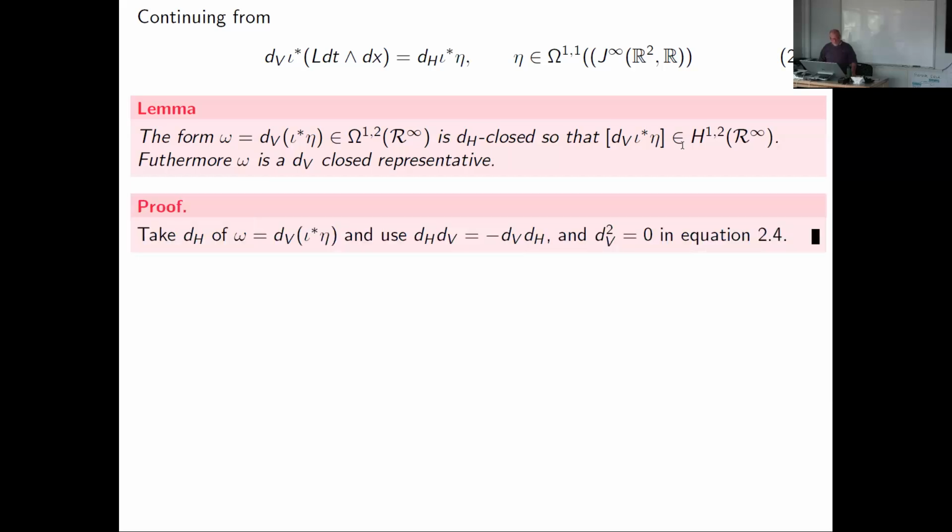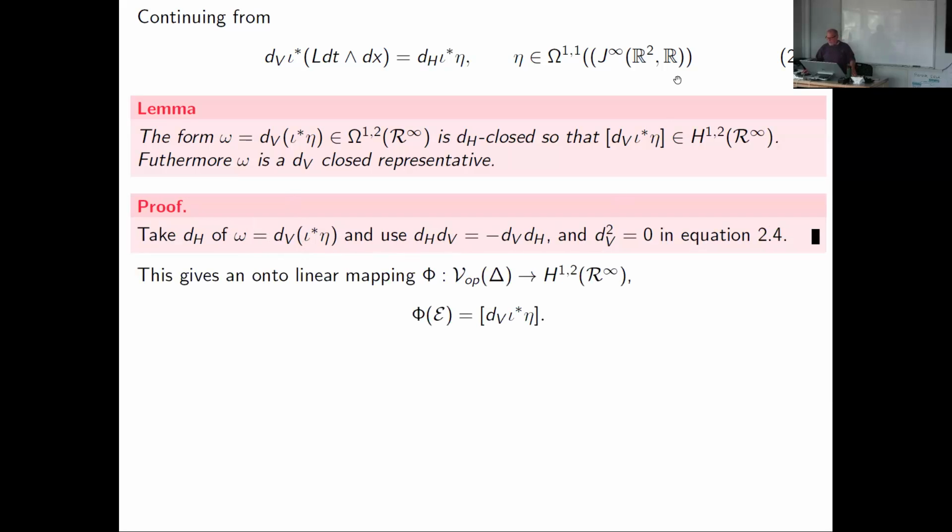Homology space, right? And so the proof that this is actually dH closed is very simple. You apply dH to this form omega, which is dV of the boundary term. Use the fact they anti-commute and that d squared equals 0 in equation 2.4, right? So dH of the boundary term is dV, and so you're going to get dV squared of the Lagrangian, and so that's 0. And then there's the mapping, okay?